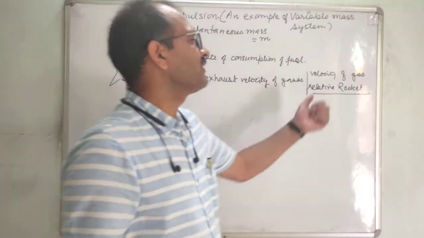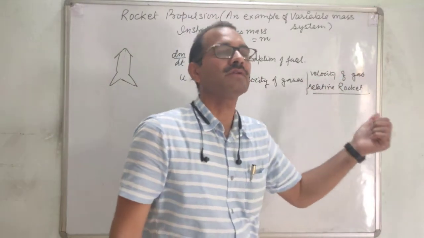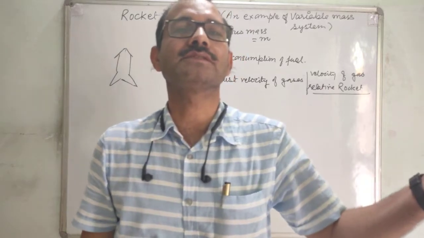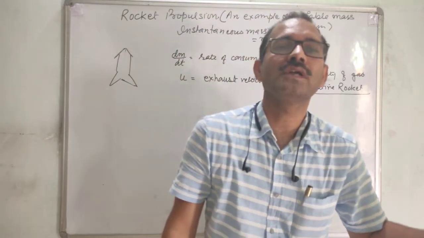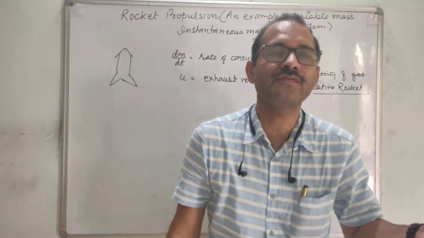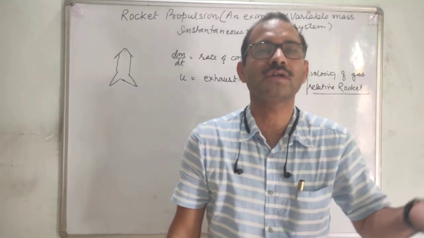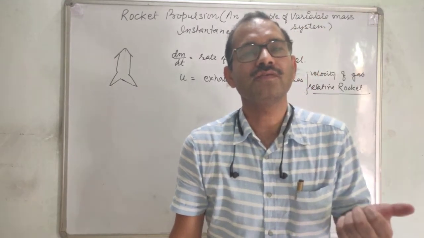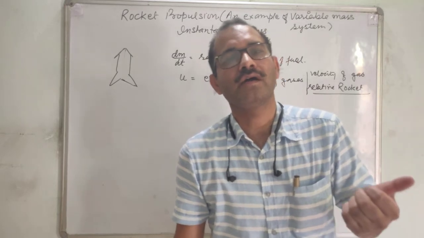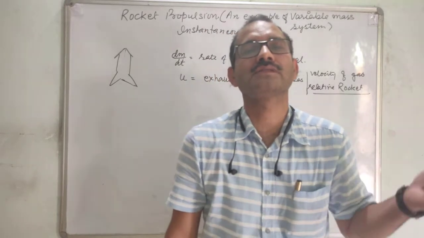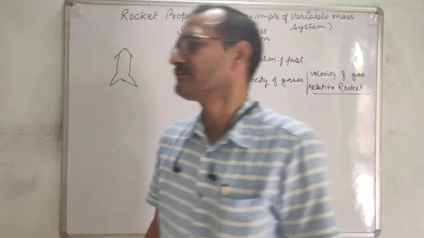Why are we taking the velocity of gases relative to the rocket? Because the rocket is in interstellar space. Earth is nowhere near it. Therefore, we can't take the ground or Earth as a reference. Therefore, we are assuming the relative velocity of the gases with respect to the rocket.